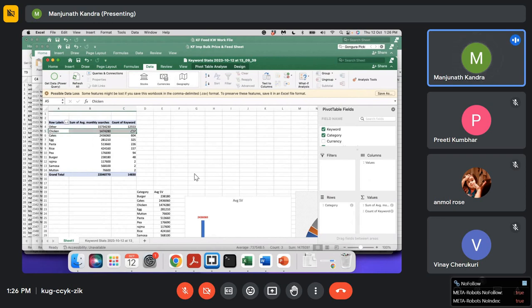It implies a lot of people are using chicken-related terms, and it is also the second highest. 14 lakh searches for 800 keywords, and this is only 600 keywords and 24 lakh searches, 2.4 million searches. This is 1.4 million searches, or 1.5 and 2.5 million. In this also, there is only one keyword that has got nearly 7 lakh searches. If we exclude that, chicken is the highest.